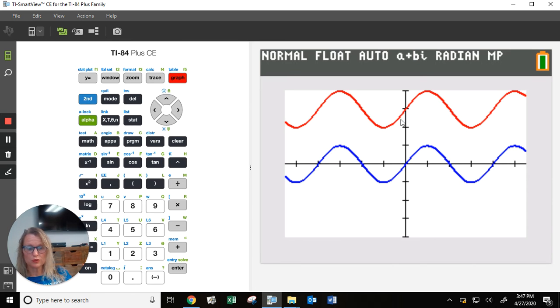Well, if I look at the blue and the red, now yours might be all one color, and that's fine. It's just this fancy calculator I have on the computer. Regular sine starts in the center at 0, 0. Now I'm starting at 0, 3. So the entire graph has just been shifted up 3.